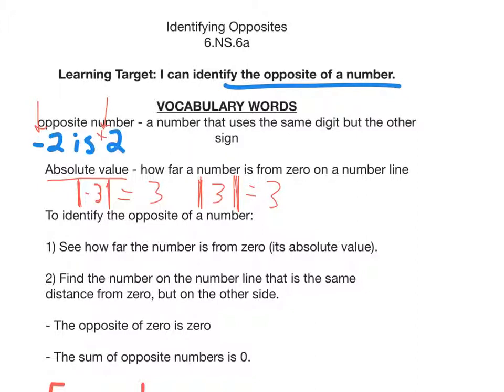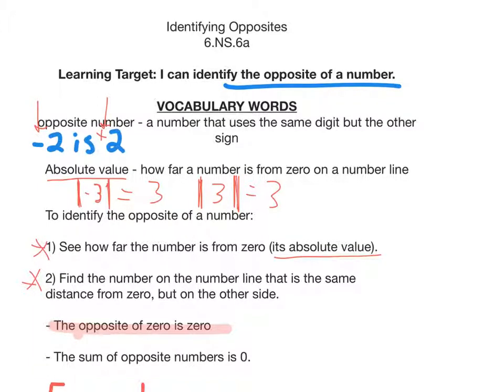All right, so here's our steps. To identify the opposite of a number, we're going to first see how far the number is from 0. We're going to find its absolute value. Then we're going to find the number on the number line that's the same distance from 0, but on the other side of 0. Okay? Two things you should note.